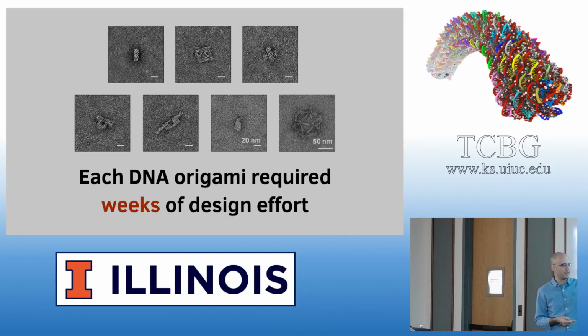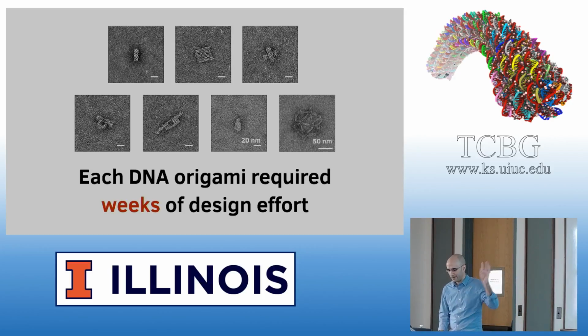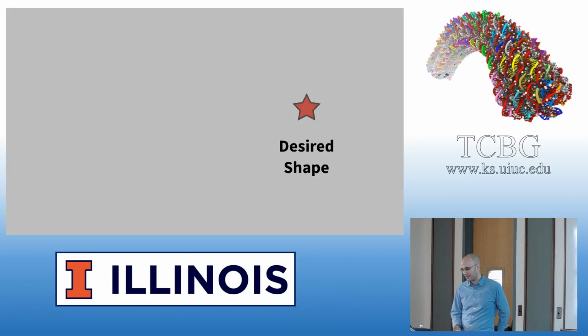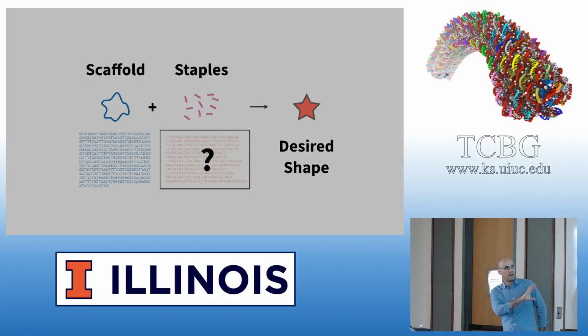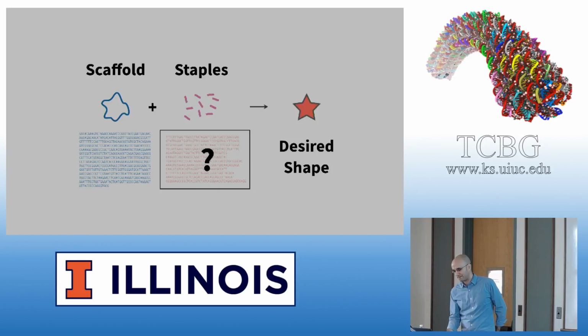So every origami we made, we published several, but each of these was many months, maybe a full year of effort, of various failed shapes, things that didn't make it into the paper. And so our process, still today, is we have a shape that we want to make, and we know we'll have a scaffold in the lab, and our goal was somehow to generate a list of staple strands or DNA oligo sequences that would fold that scaffold into that shape.